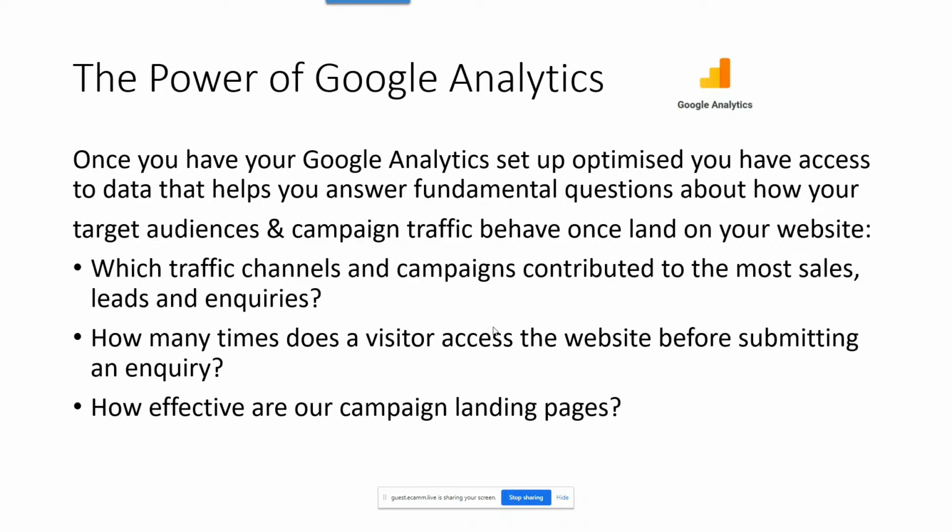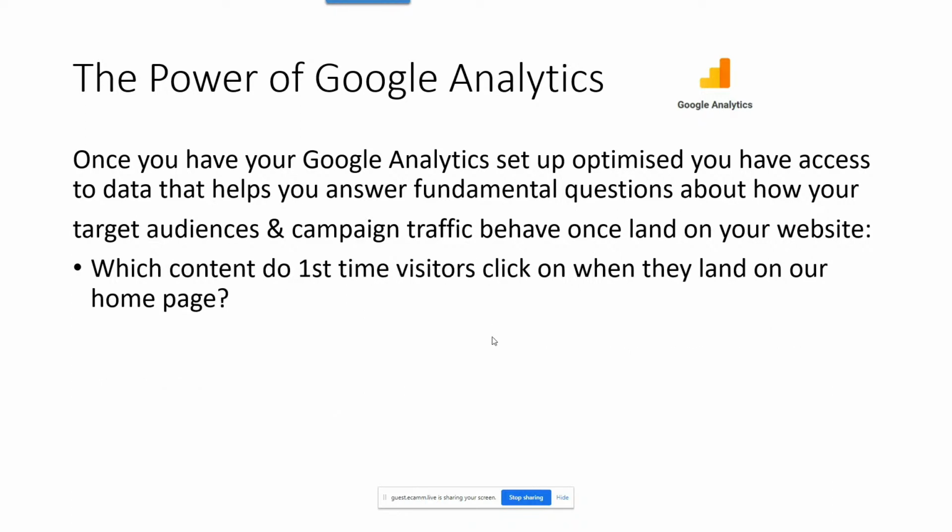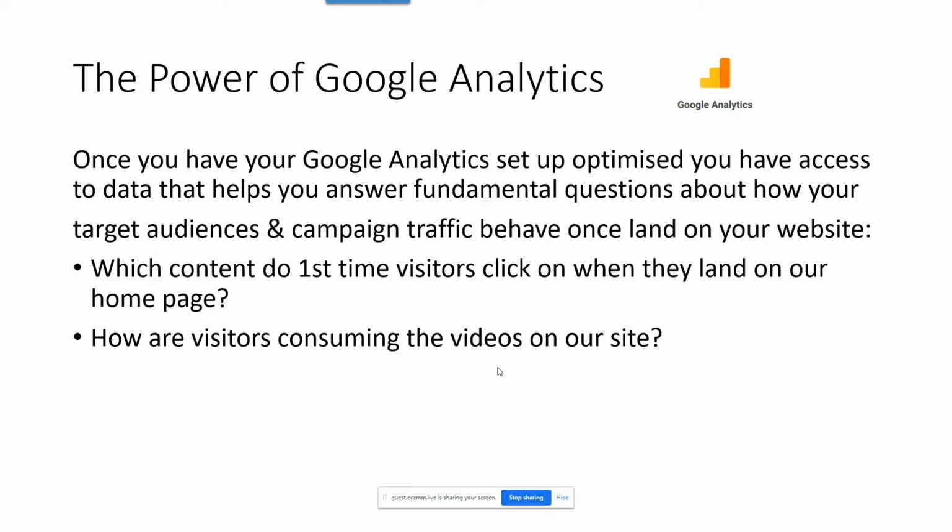It will give you feedback on how effective the campaign landing pages are. Really important content. I've shown you 3 or 4 examples of our home pages earlier. Which content do first-time visitors click on when they land on your homepage? Really, really important, because you want to make sure that your most important content is most easily accessible by your target audience. It's not right down at the bottom of the page, out of sight and out of mind, where people have to scroll to see it. You want to get an insight on where people are clicking.